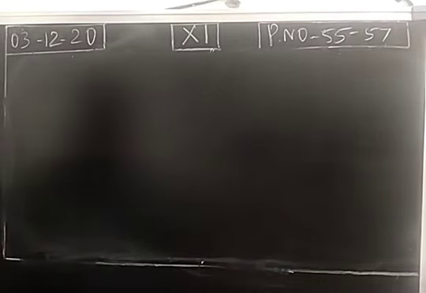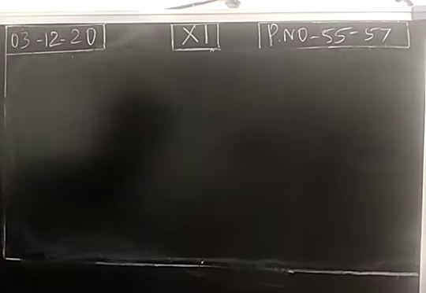Dear students, we have already completed three colligative properties. Number one, relative lowering of vapor pressure. Number two, elevation of boiling point. Number three, depression in freezing point. And the fourth one is osmotic pressure.